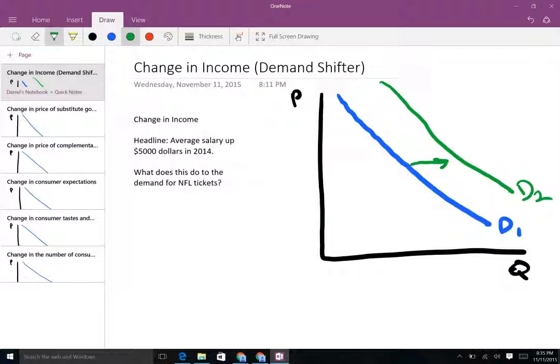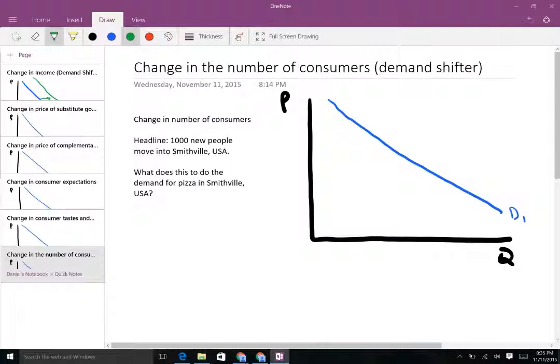All right, second shifter we're going to look at is a change in the number of consumers. So here we are, demand shifter number 2. Here's the headline. 1,000 new people move into Smithville, USA. What does this do to the demand for pizza in Smithville, USA?